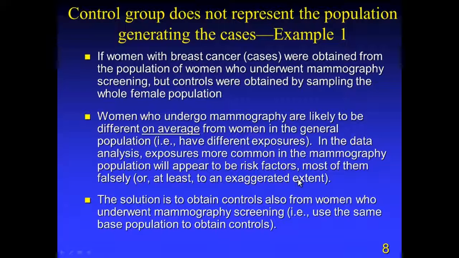They, I think, generally are probably more likely to be of higher socioeconomic status and have all the things that generally accompany that. So what will happen if you used a general population control group? Anything more commonly associated with having mammography will appear to be risk factors in the data analysis, just because it occurs more commonly in the case group than in the control group. So anything associated probably with higher socioeconomic status is likely to appear to be a risk factor in this sort of analysis. So the simple solution in a situation like this is to obtain your controls also from women who underwent mammography but who were not diagnosed with breast cancer.